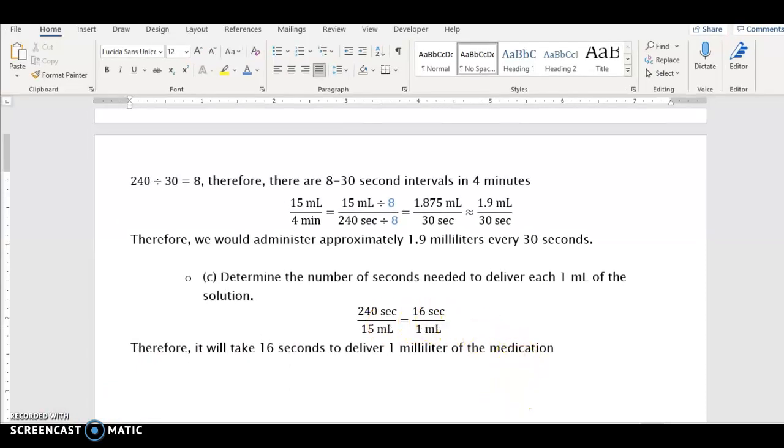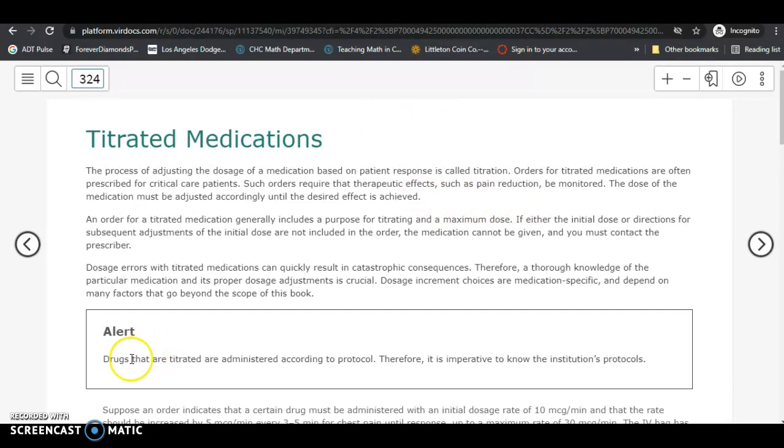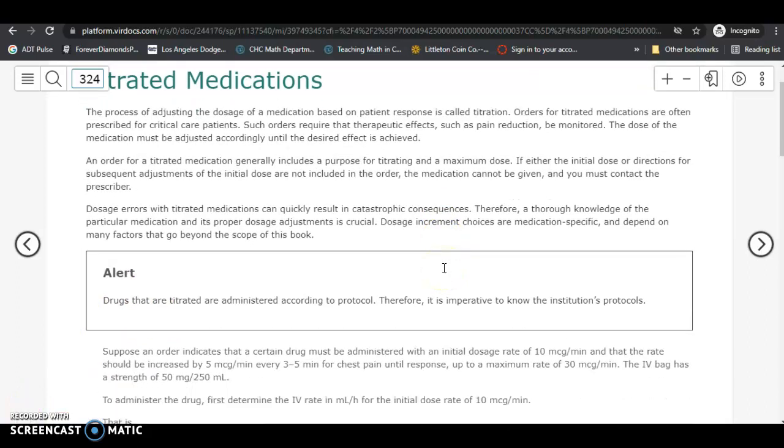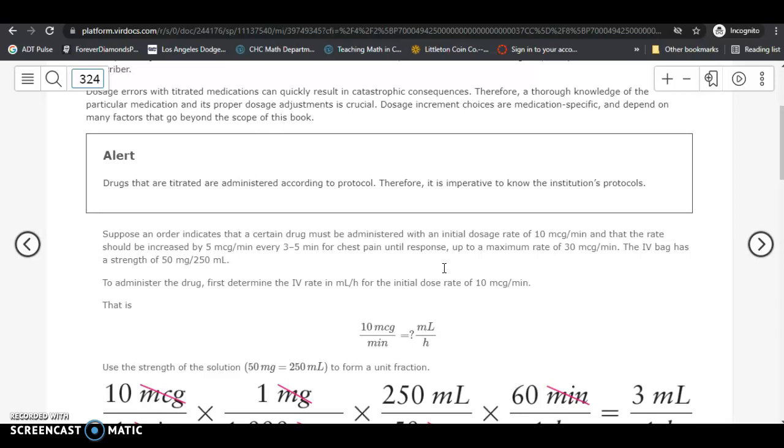The next topic we're going to do is on titrated medications. The process of adjusting the dosage of a medication based on patient response is called titration. Orders for titrated medications are often prescribed for critical care patients, so such orders require that therapeutic effects, such as pain reduction, be monitored. The dose of the medication must be adjusted accordingly until the desired effect is achieved. We're going to discuss how to construct what are called titration tables.